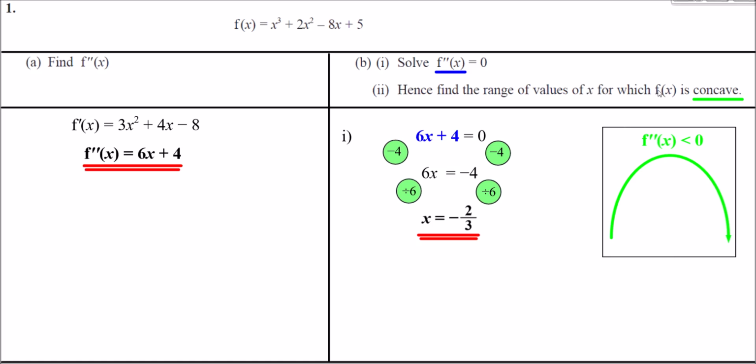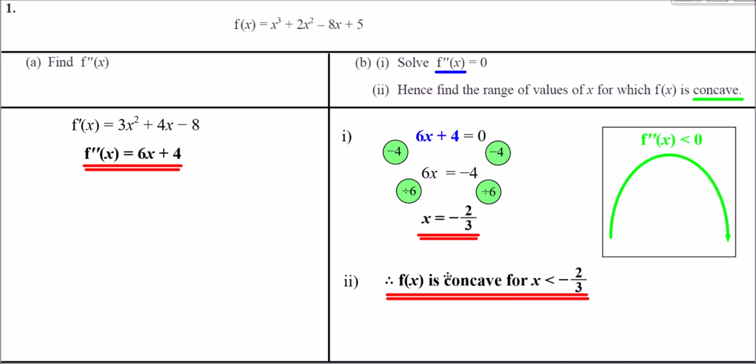So if we're wanting values of x for which f of x is concave, we're wanting the region for when the second derivative is less than 0. It's equal to 0 exactly when x is minus 2/3. If I want the second derivative to be less than 0, because 6x plus 4 will then get bigger, I therefore need x to be less than minus 2/3. So the conclusion for B part 2, using B part 1, is that f of x is concave for when x is less than negative 2/3. Now, this is defined slightly ambiguously, so don't get too hung up if you put a strictly less than or equal to. Marks are awarded whether you use strictly less than or less than or equal to.